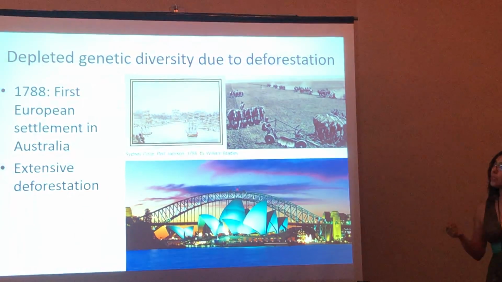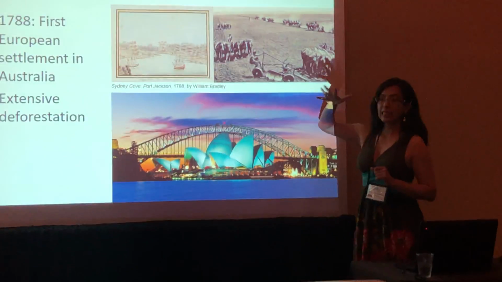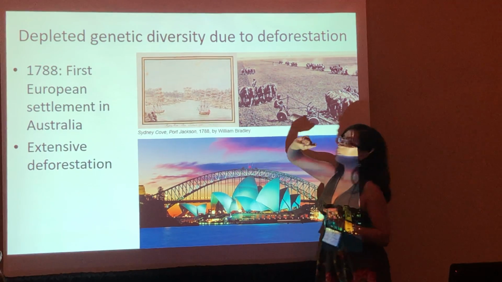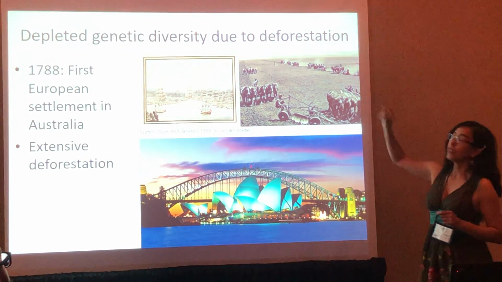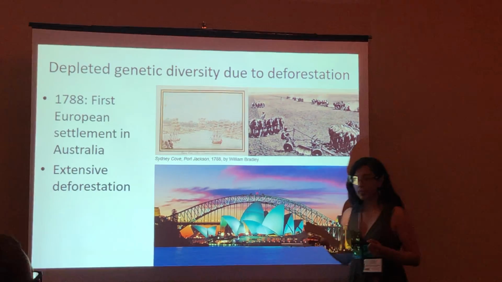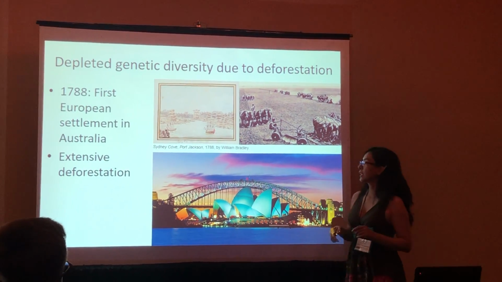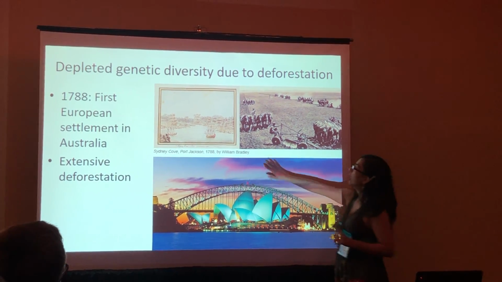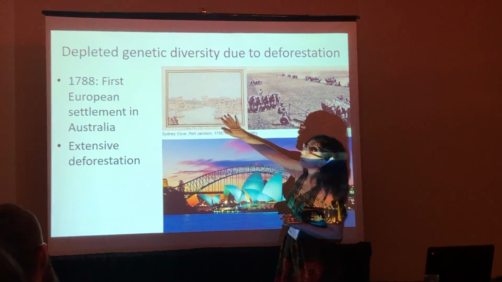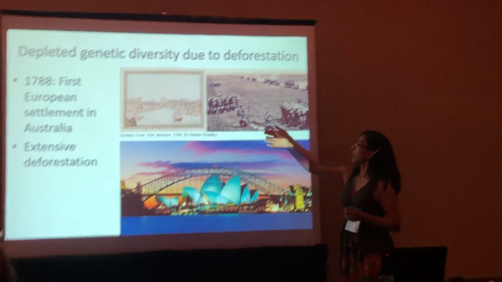Because of this, we hypothesized that maybe the psyllid is killing the trees only in Sydney because depleted genetic diversity occurs only in Sydney due to deforestation. I would like to remind you that the first European settlements happened quite recently, in 1788, right? This picture represents the arrival of the British colonies into Australia. You probably cannot see, but there are eucalyptus here, and the boats arriving. That happens in 1788, as I mentioned.